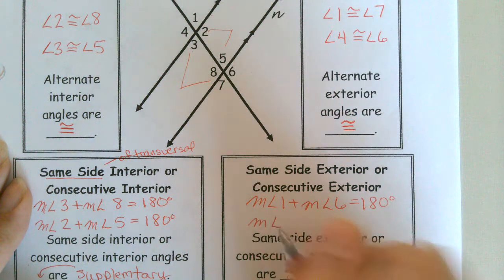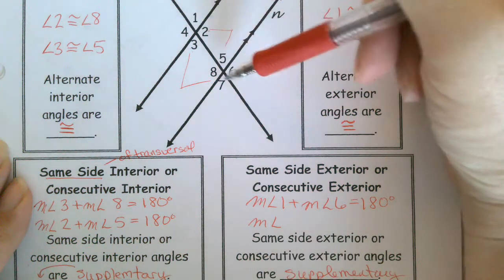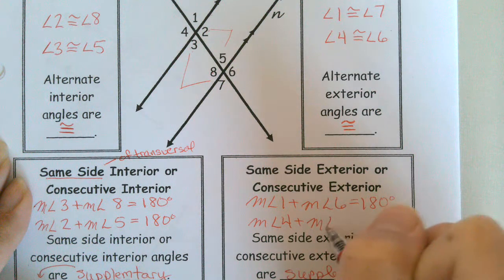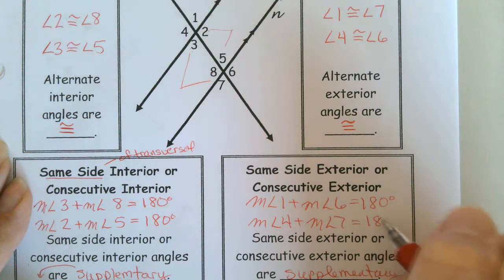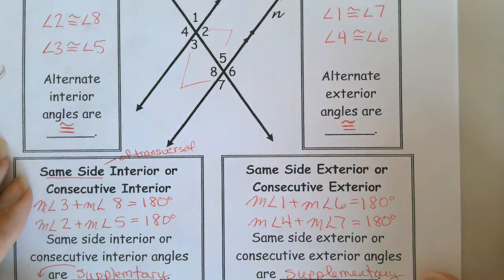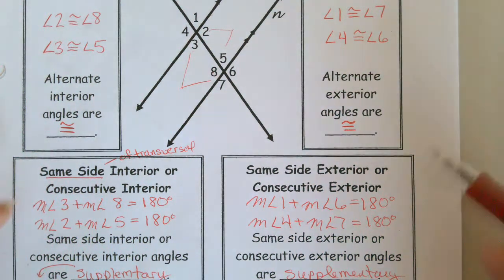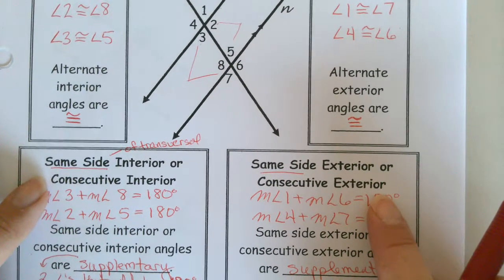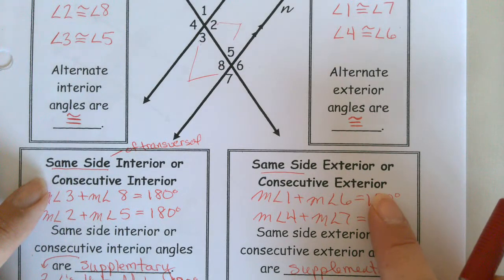The measure of angle 4 and angle 7 is also 180 degrees. All right, so these are the ones that I think people forget about, and we use them a lot. So same side, they add up to 180.